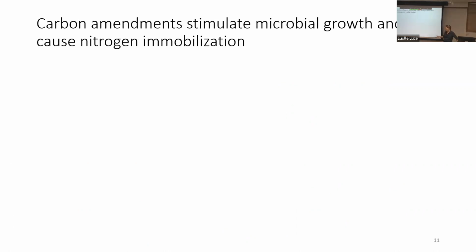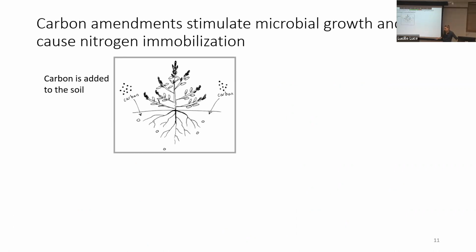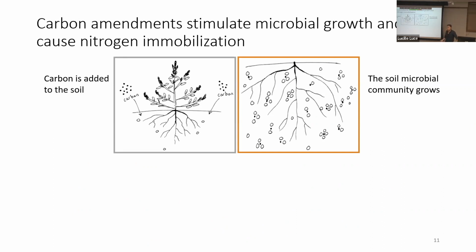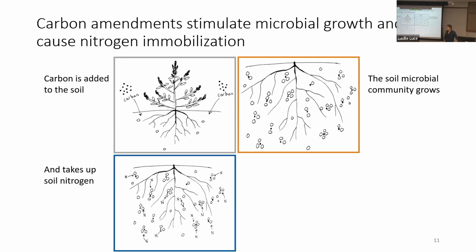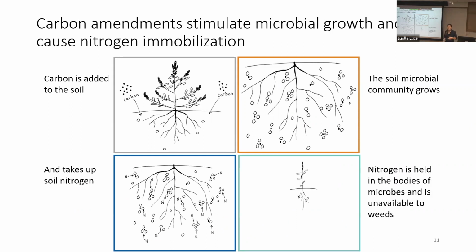So basically, if we think about it another way, we're adding carbon to the soil. It stimulates the growth of the soil microbial community. As those microbes grow, they take up nitrogen from the soil, and that leaves less available nitrate in the soil for the plant roots. And you may think that this is going to reduce plant growth for all plant species.